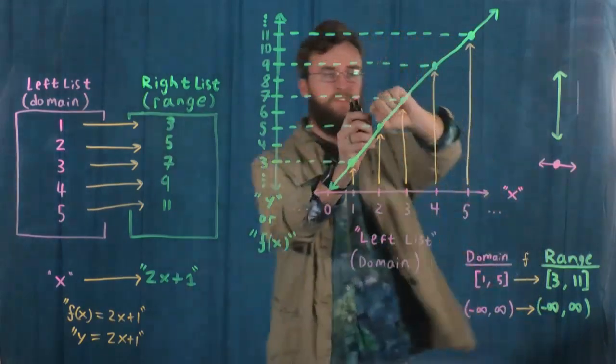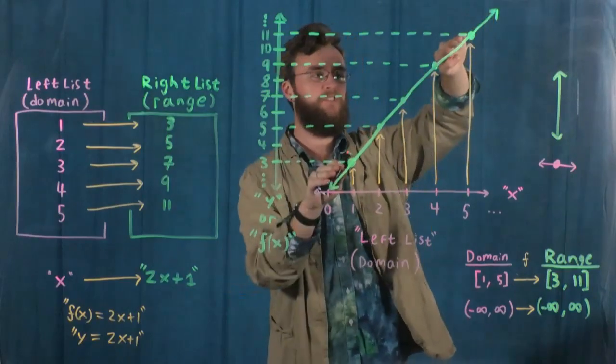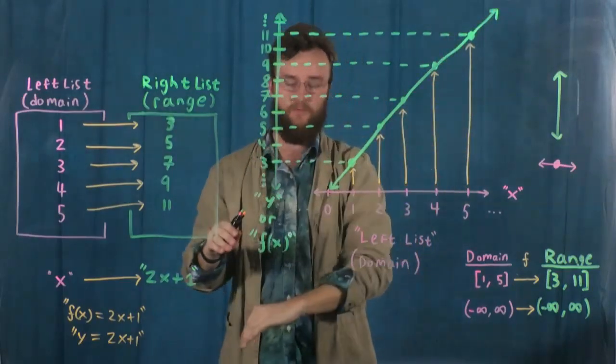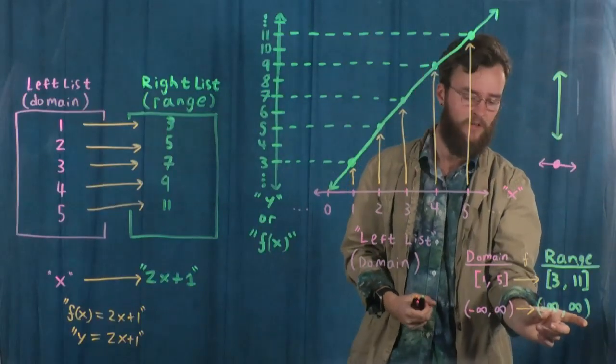And then similarly, if we take this diagonal line, send it off endlessly in both directions, it's also going to stretch endlessly upwards and downwards. And so the range for this line would be negative infinity to infinity.